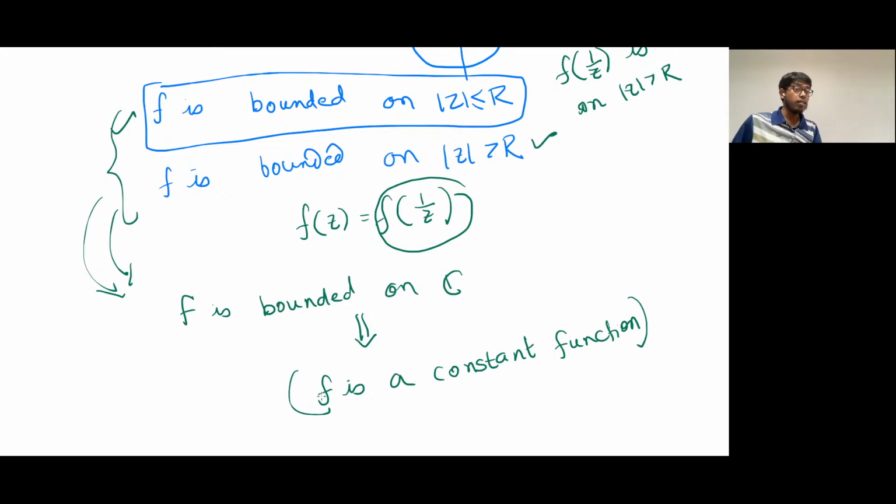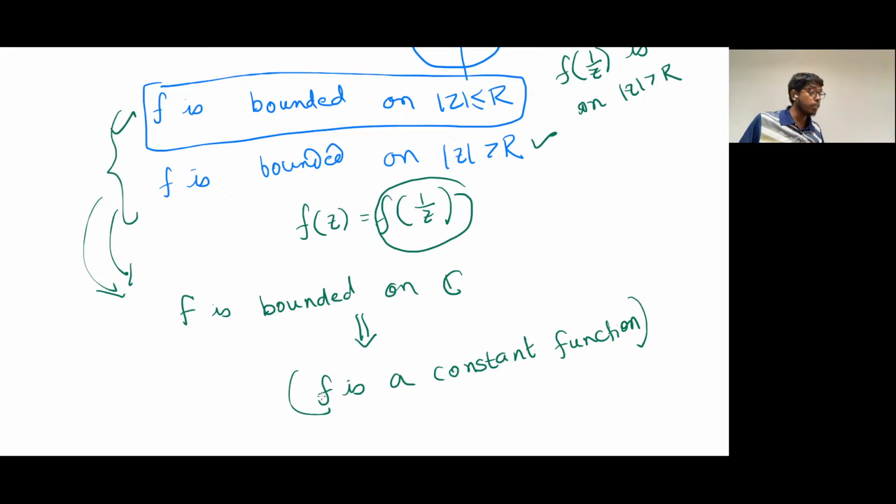No, so that's why, see what I am saying, that a bounded and entire function is constant. Sin z is not constant. So f is an entire function and it is bounded, and hence it has to be constant.